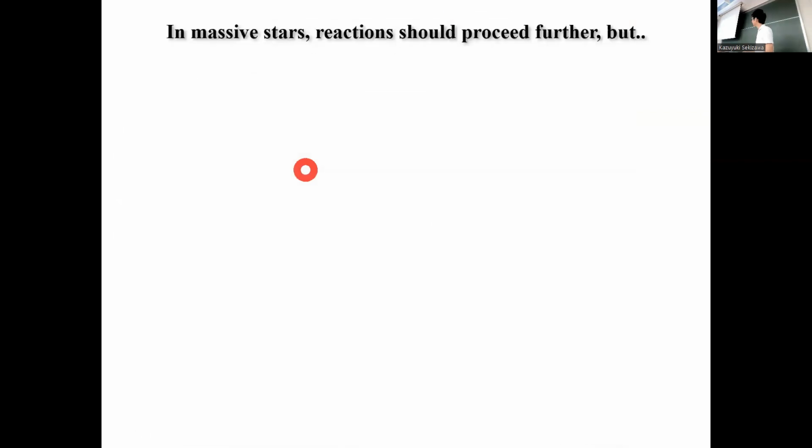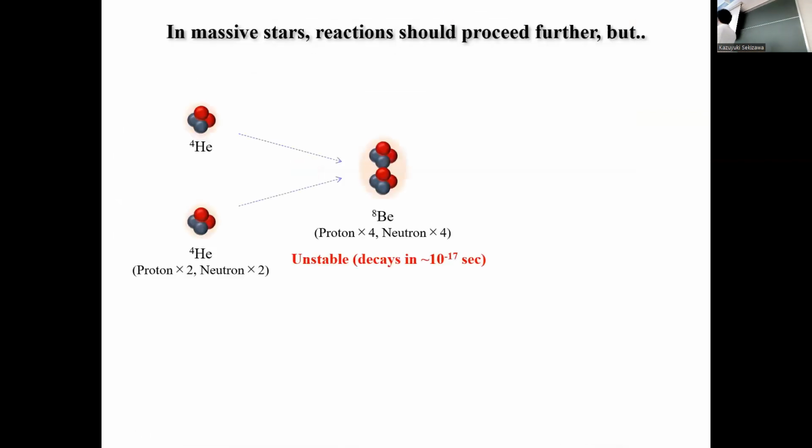But as I introduced in my first lecture, it is not easy. I just want to remind you of this subject. You may naively consider the fusion of 2 alpha particles that can form beryllium-8. But beryllium-8 is unstable. It decays in 10 to the minus 17 seconds.